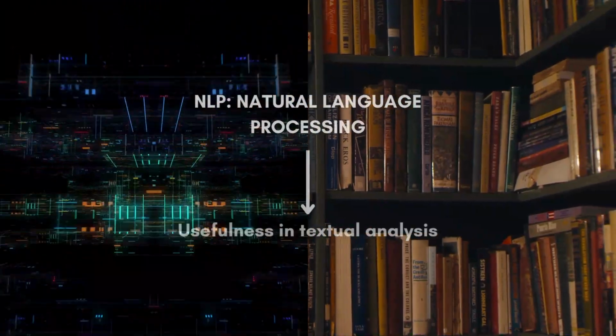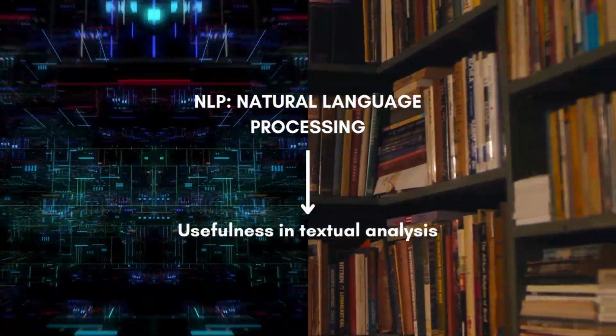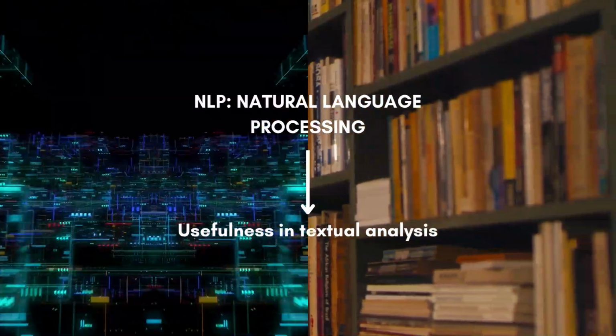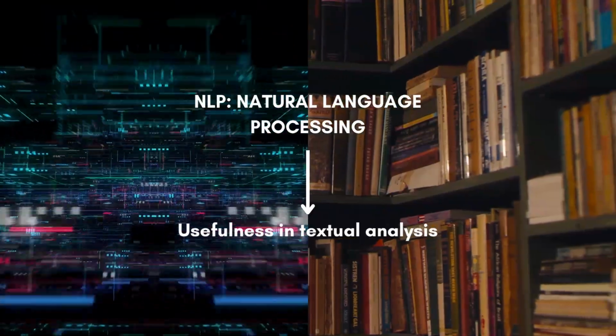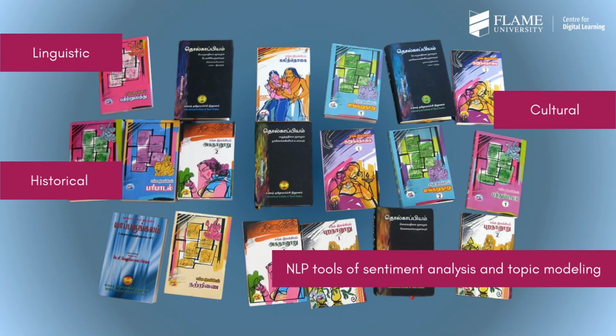Now for an example from Tamil. An excellent example of using NLP, which is natural language processing, in the Indian context is the project analysis of Sangam literature using computational tools. Sangam literature, a body of ancient Tamil texts, provides a fertile ground for studying linguistic, cultural, and historical phenomena. Through the NLP tools of sentiment analysis and topic modeling, we can discover recurring themes across thousands of Sangam poems. Through text clustering for comparative analysis.